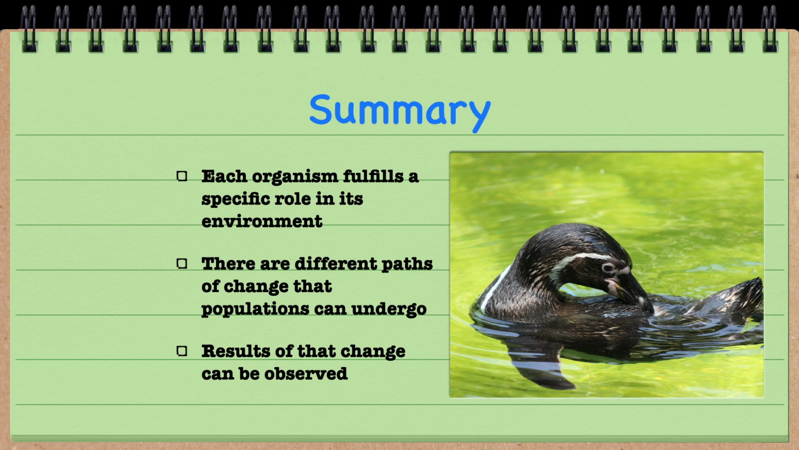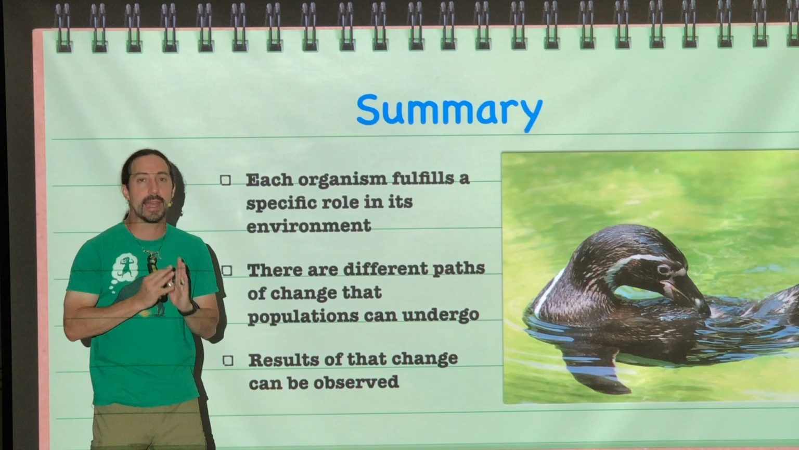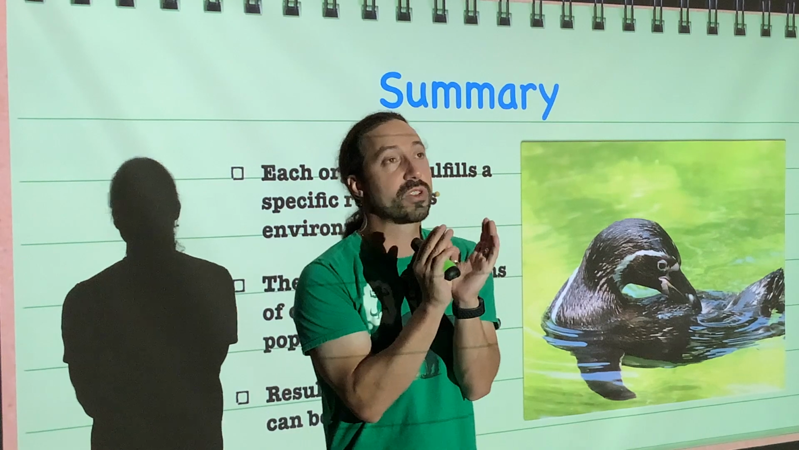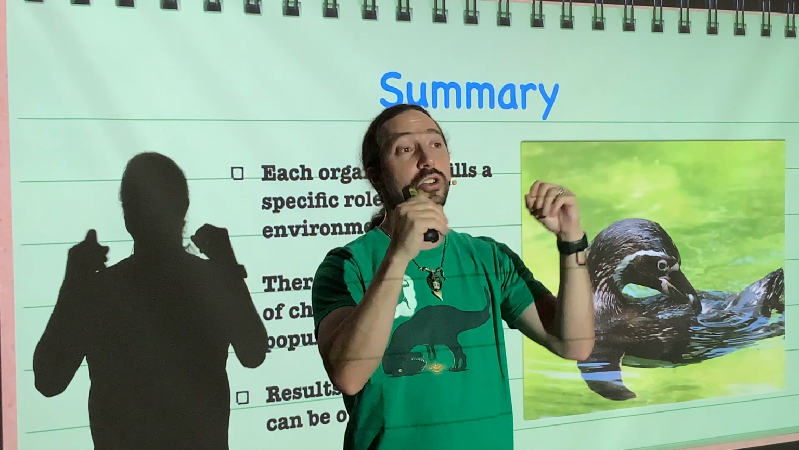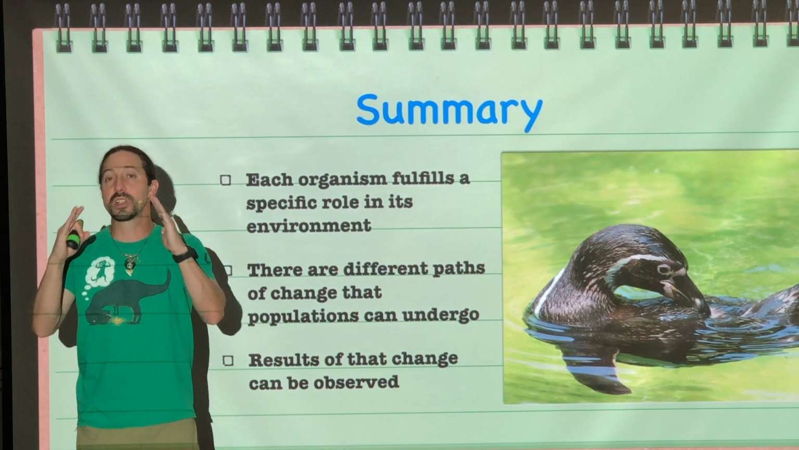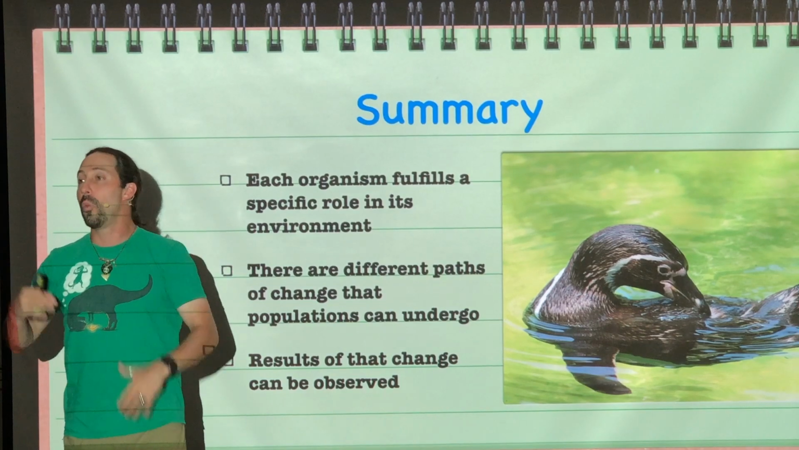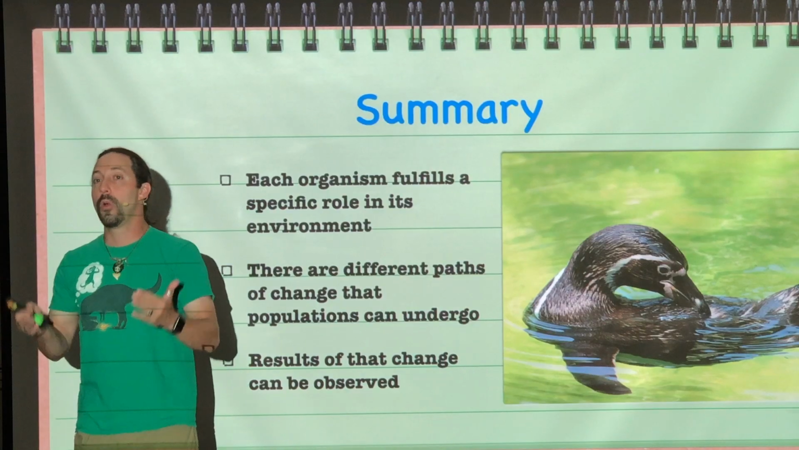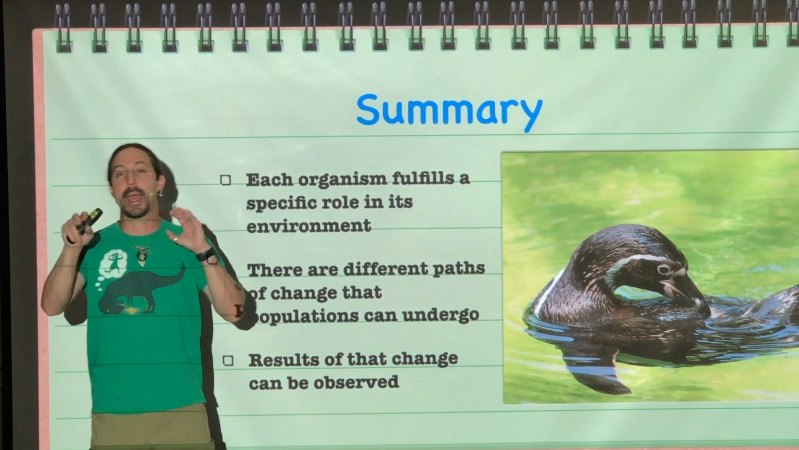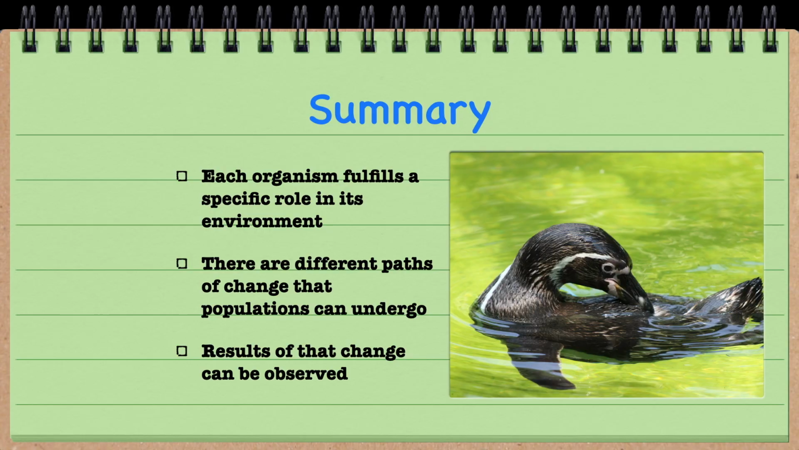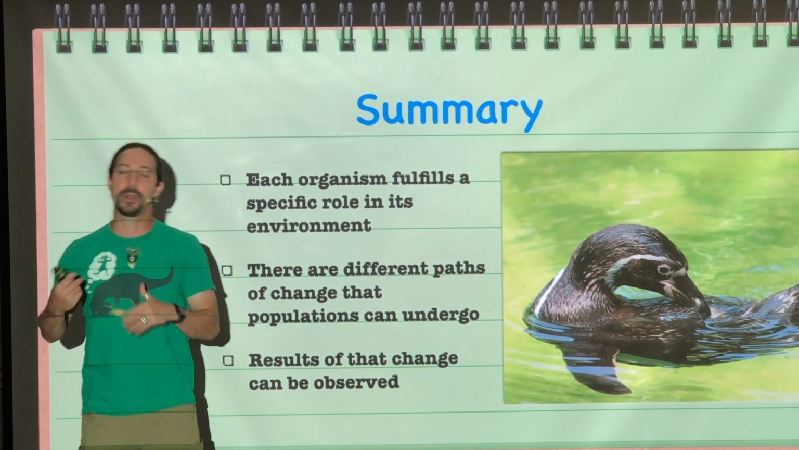And there are different paths that populations can take as they change. They can either undergo divergent evolution, where you have a single ancestral species which is going to get more different, which could cause homologous structures, or we could have different ancestral species getting more similar over time, which is convergent evolution, which could be a cause for analogous structures, or we could have organisms impacting the evolution of another organism, which would be coevolution. And the results of each of these different types of change can be observed in populations.